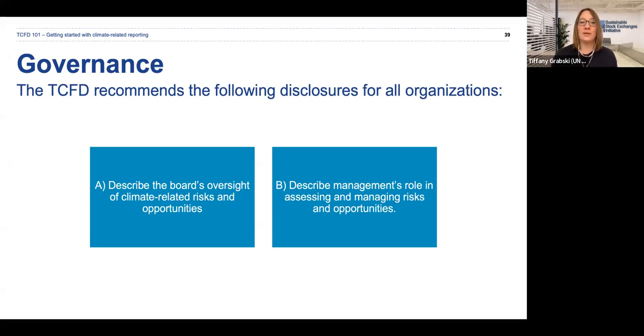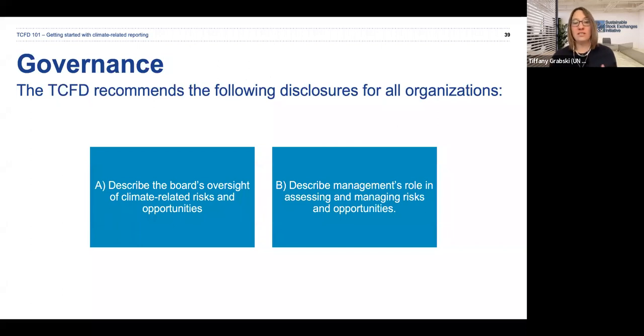The first being to describe the board's oversight of climate-related risks and opportunities, and the second being to describe management's role in assessing and managing risks and opportunities. So really two key aspects here to understand. We want to know how the board is overseeing these risks and opportunities, and then we want to know how the management is managing these risks and opportunities. So here we often see a discussion, and it's very much qualitative normally, in terms of committees, processes, timelines, how are these discussions taking place within the organizations, any policies that are set, how we ensure that there's continuity on this topic and that it becomes business as usual.